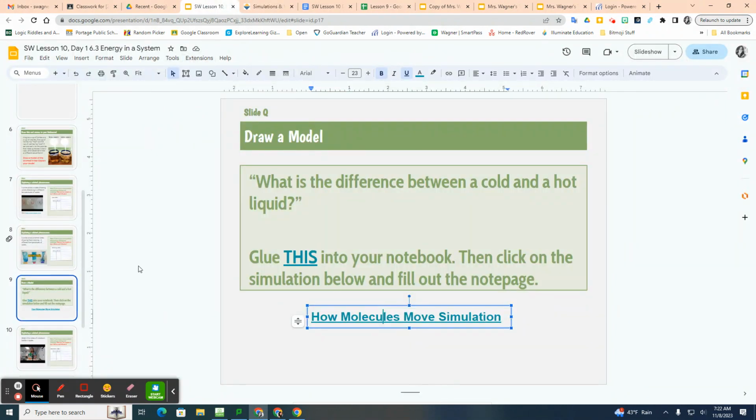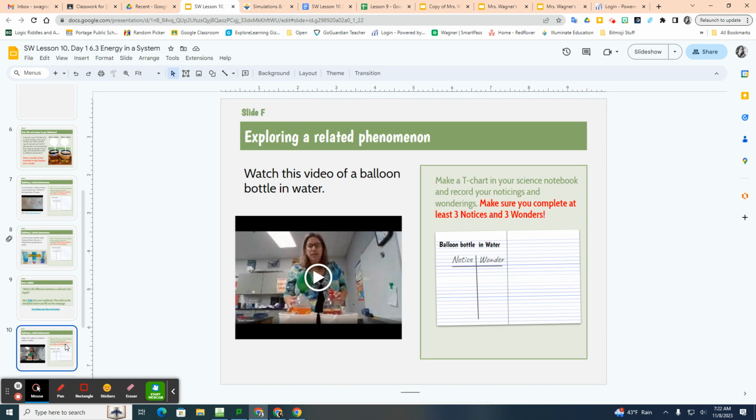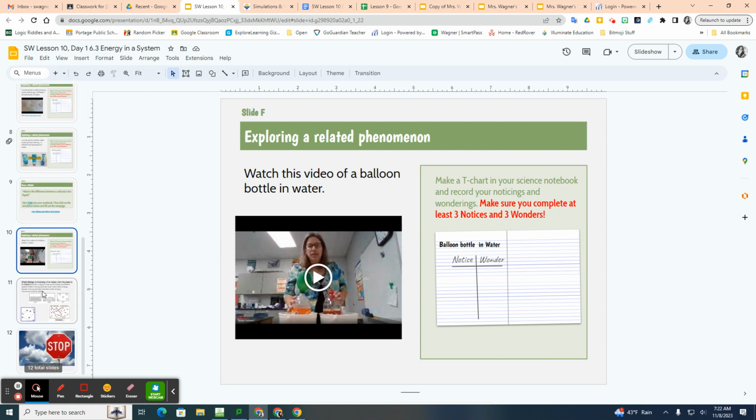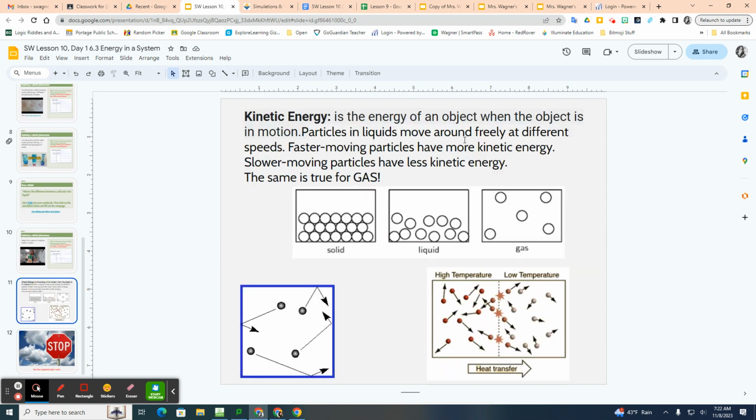Once you get your notebook done, on that page, you will go on to slide F. You will watch this video of a balloon bottle in water. Actually, you have 2 balloon bottles in water. And you will do your 3 notices and your 3 wonders. There you have definitions of your kinetic energy. You have your solids, liquids, and gases to help you answer the last question in your journal for today.